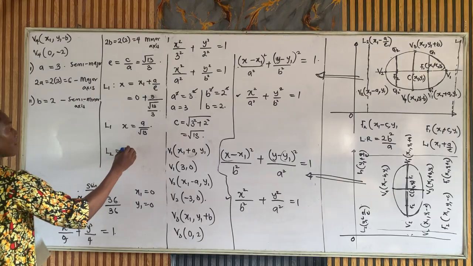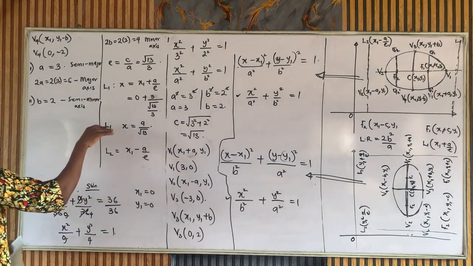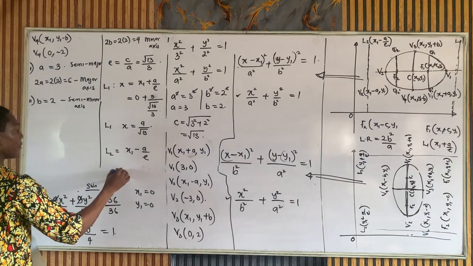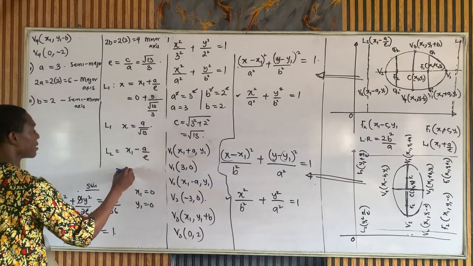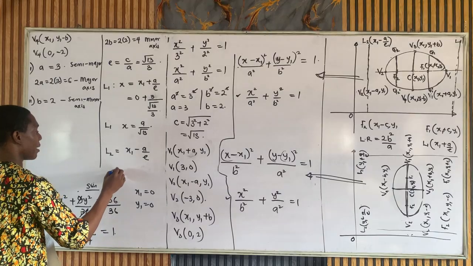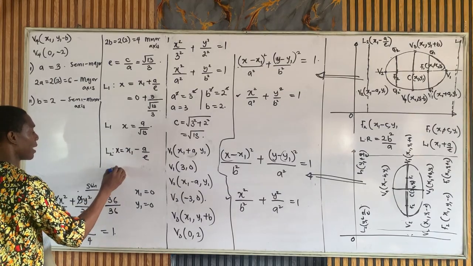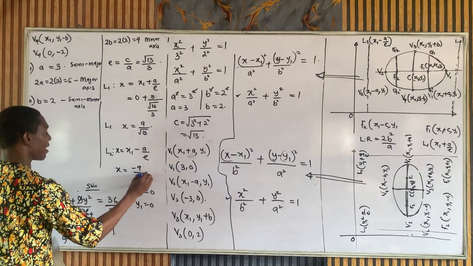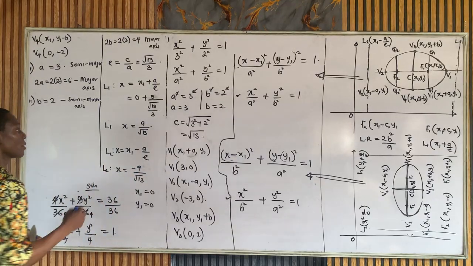We have the second one, L2, and that's equal to x1 minus a over e. Obviously, if we do this accurately, following x1 to be 0 and a to be 3 over e, we still have our x to be minus 9 over root 13. If we do that accurately, this is our L2, the second directrix.